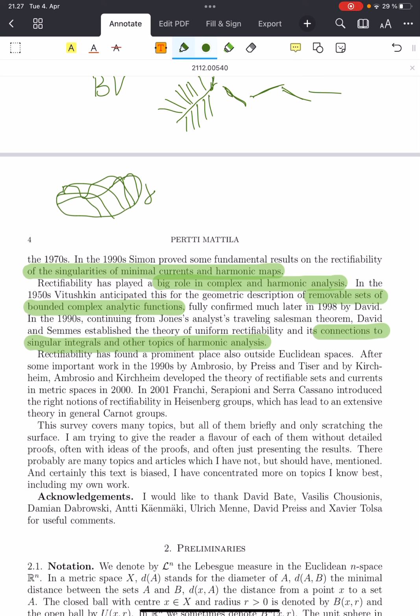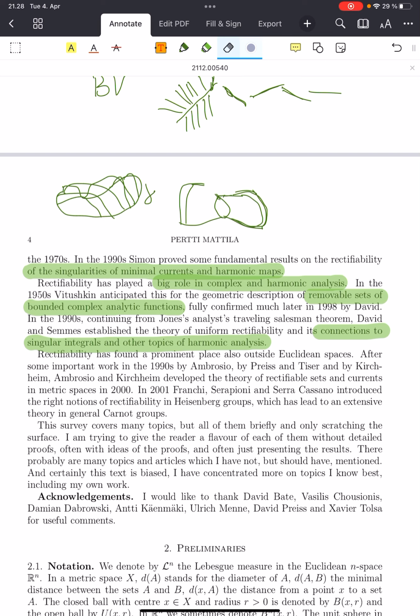And a singularity, for example, looks like when two soap bubbles meet along a common boundary between them. So imagine these are very nice, smooth soap bubbles, but when they meet, they do it at some angle, which introduces the singularity. So Simon, he says in 1990s, proved some fundamental results on the rectifiability of the singularities, that the set of singularities of such sets forms a rectifiable set of lower dimension.